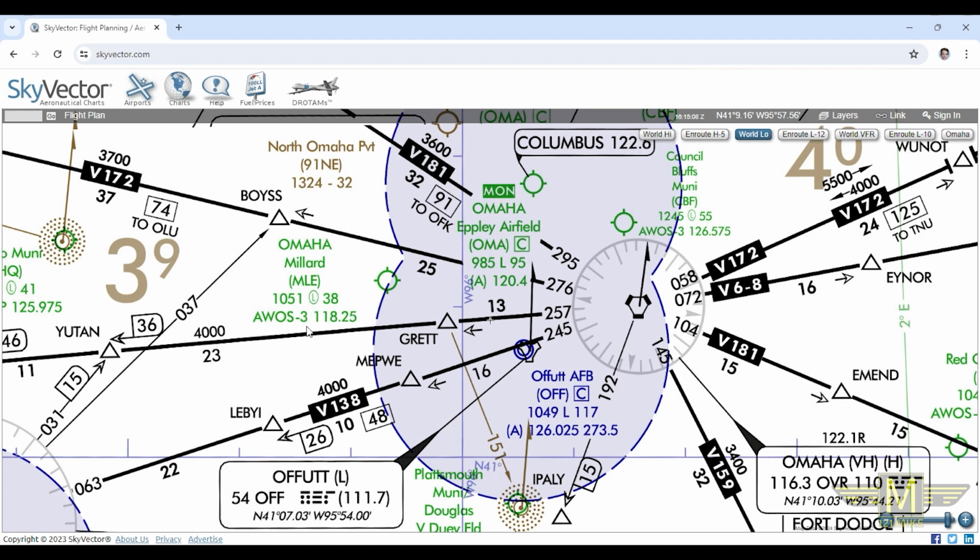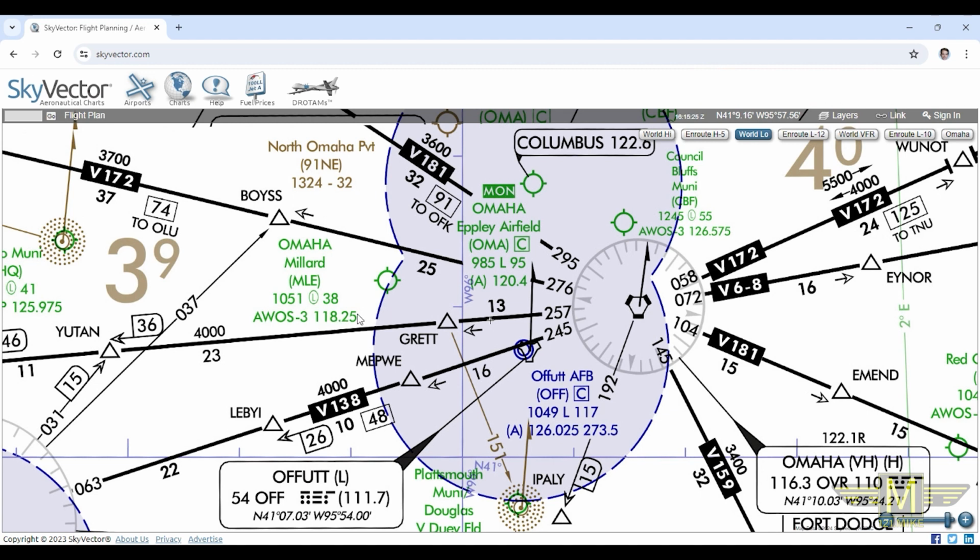And AWOS, I think I covered this back in the ATIS video too. It's Automated Weather Observation System. And then the 3 denotes what kind of things are available. And here you can get the AWOS on 118.25. You use this, of course, to get the weather in this area.